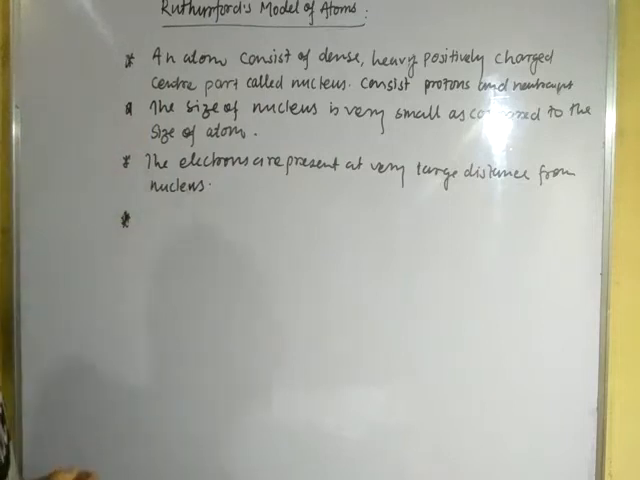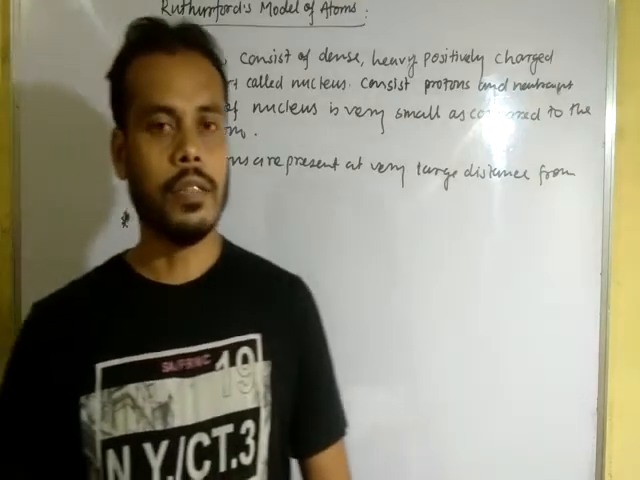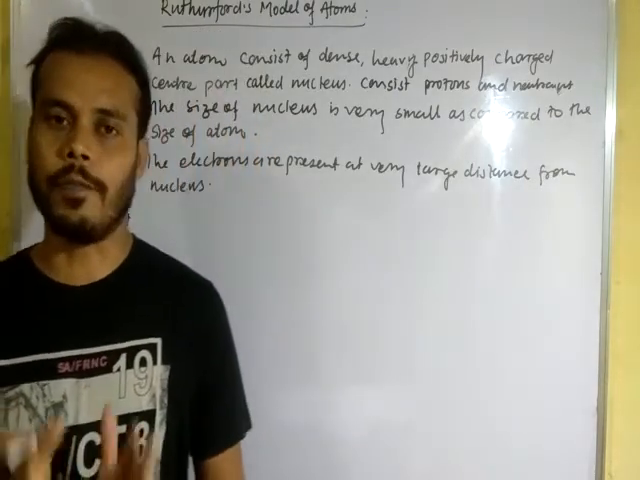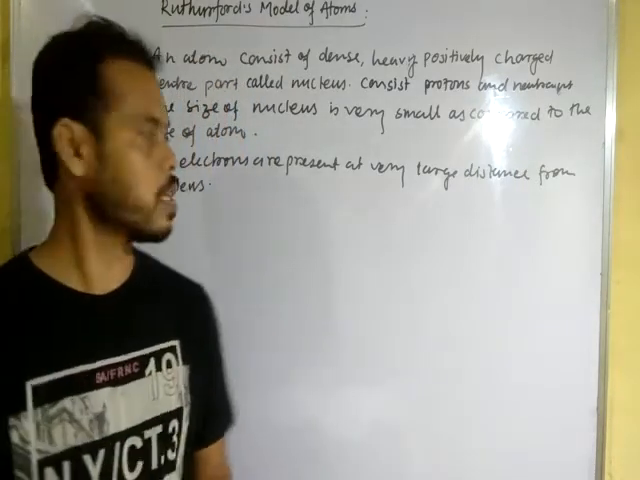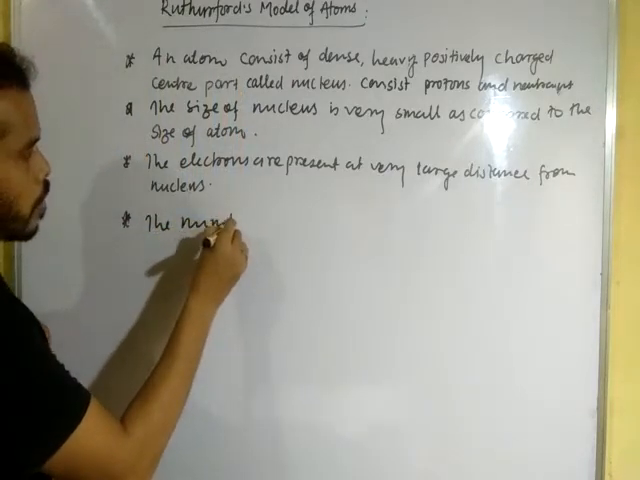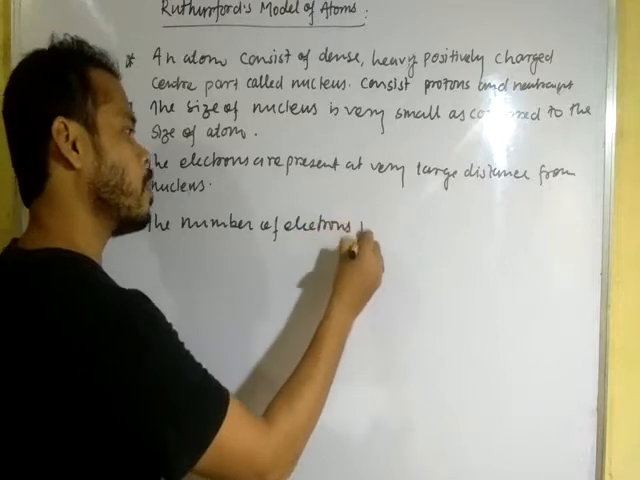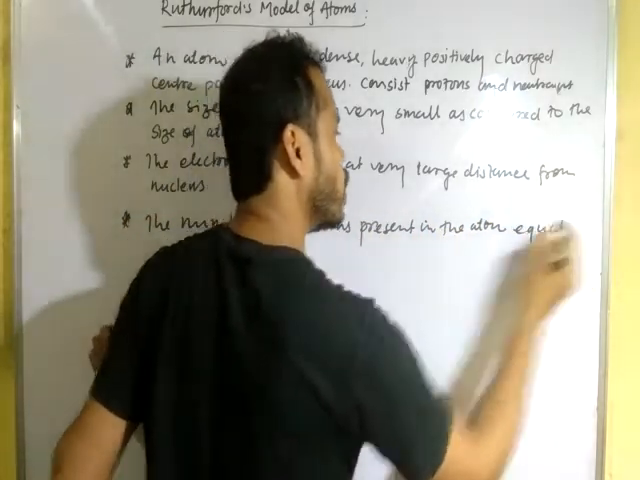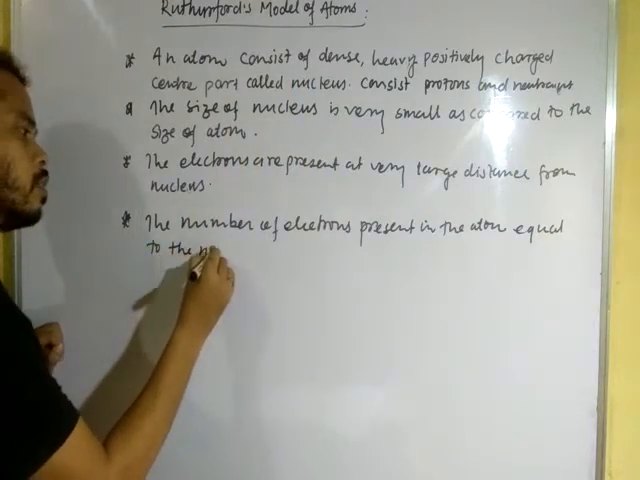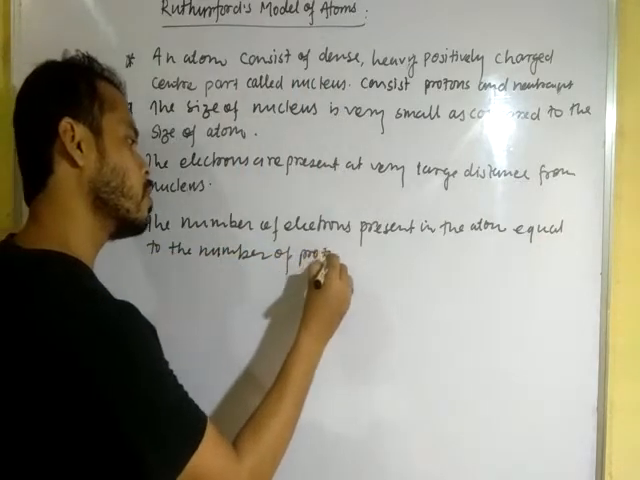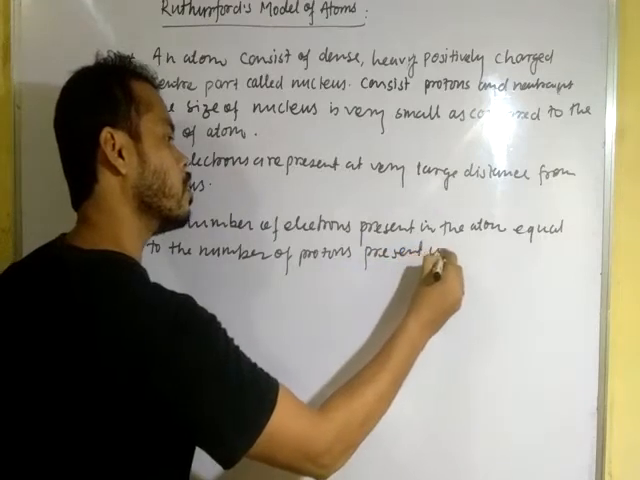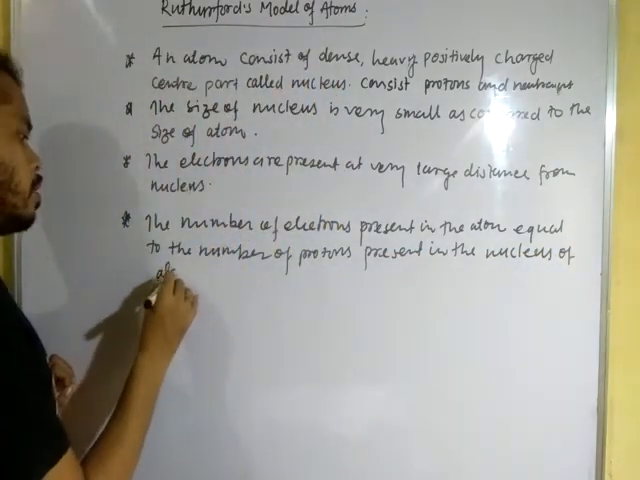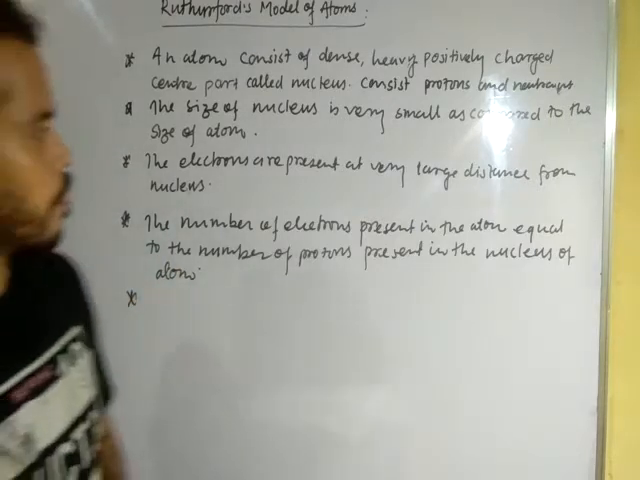The fourth point is that the number of electrons present in the atom is equal to the number of protons present in the nucleus of the atom.